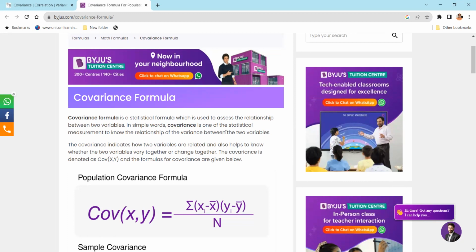Variance is where you compare x with its average. E is the expected value or mean. Covariance is x minus x bar. This was your variance. Instead of doing square, we will multiply this with y minus y bar.